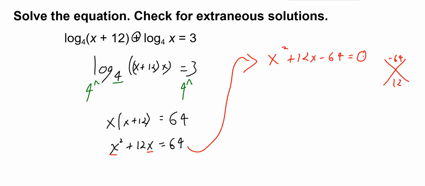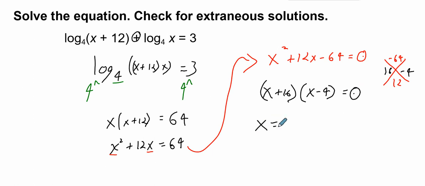As I work this out, I see that 16 and negative 4 add to 12 and multiply to negative 64, so that ends up being my factors. My solutions are x equals negative 16 and 4. Checking for extraneous solutions, when I plug in negative 16, I'm going to get log base 4 of negative 16 plus 12, which is negative, so this is extraneous.